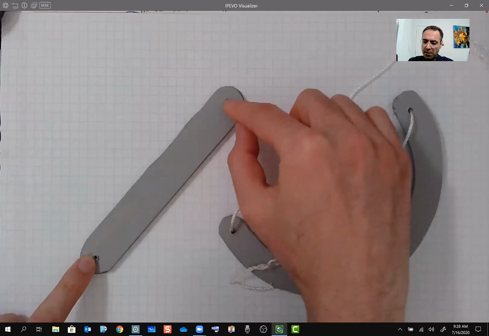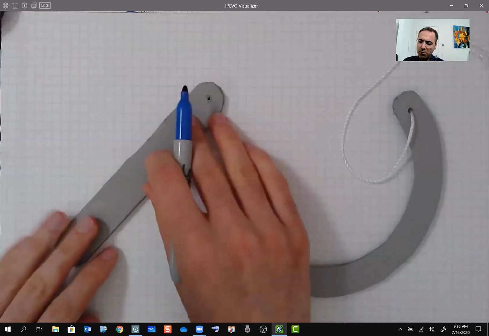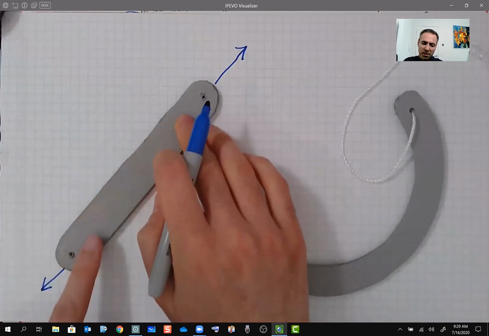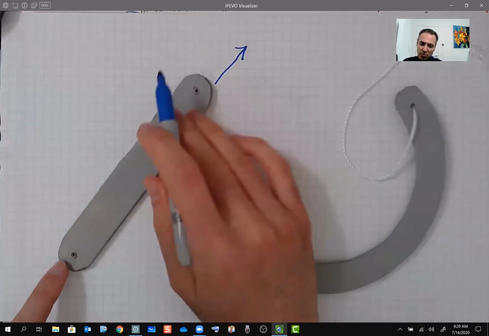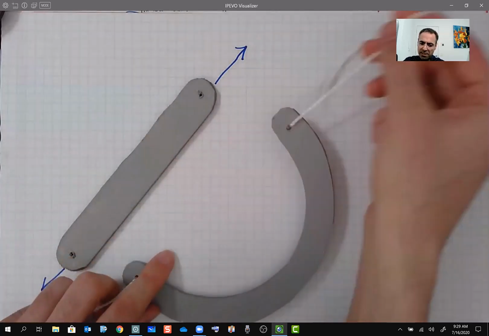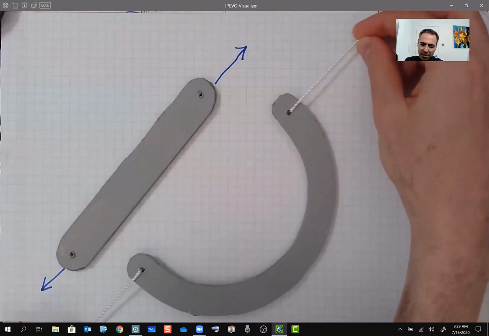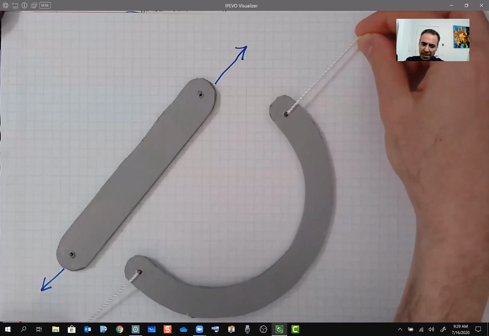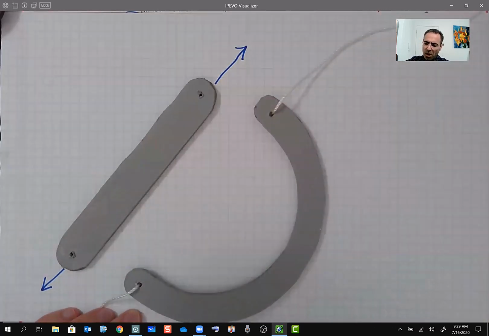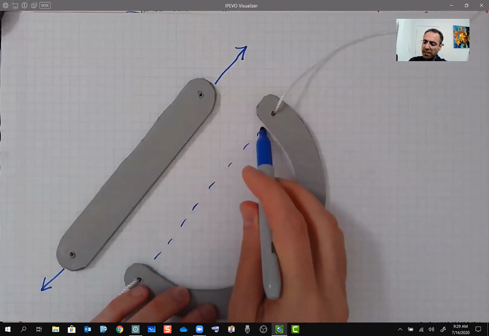So for a link, if I apply a load, let's say tension or compression, the load is going to be along the line that connects these two together. So if instead of this link I have a half circle, it's the same concept. Let's say I have these two cables. If I apply a tension, this tension definitely has to be along the line that connects these two together, right?